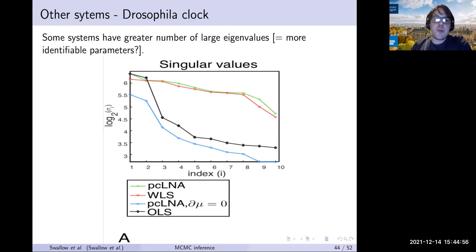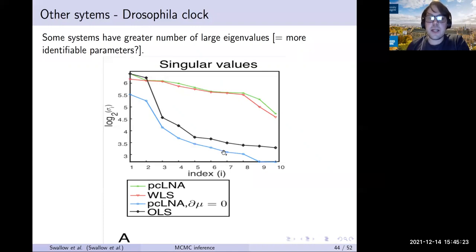So that was a system where we knew in advance there were only really two parameters we could estimate. We looked at another model. This was for the Drosophila clock. This is a circadian clock, which is very oscillatory again. It's usually entrained by external factors such as light or temperature, and it has roughly a 20-hour cycle, so roughly a daily cycle in these Drosophila flies.